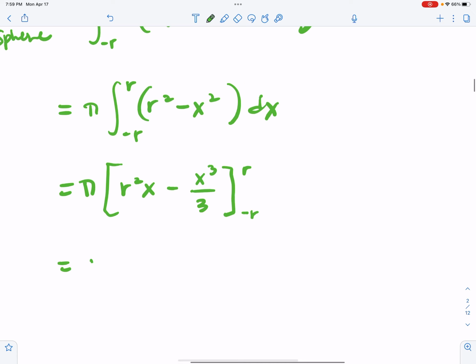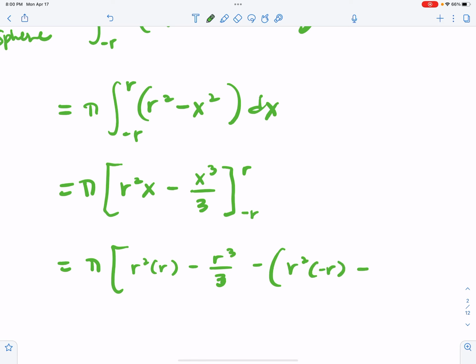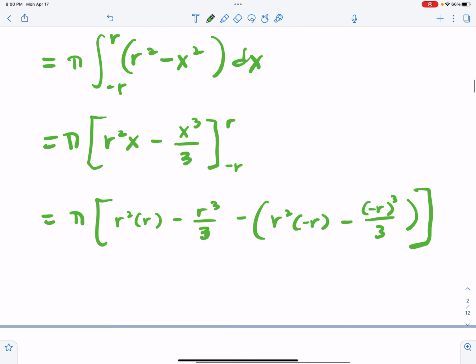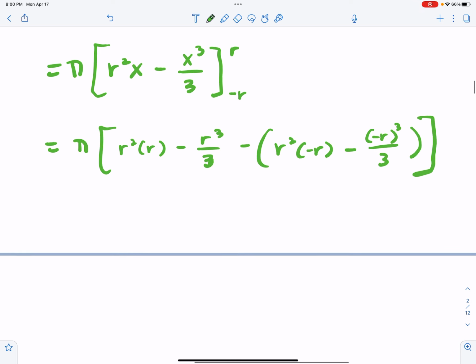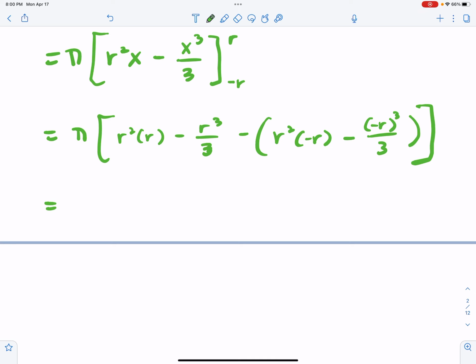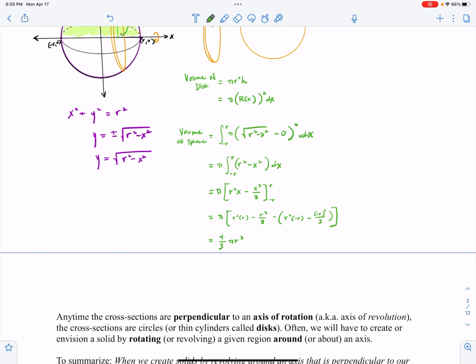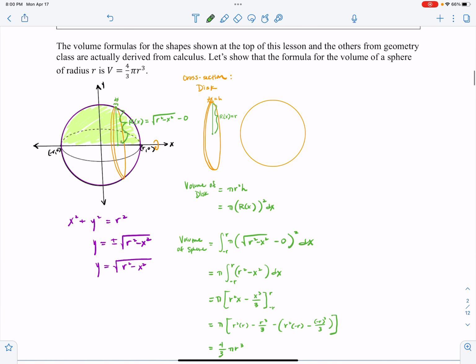And then applying the first fundamental theorem of calculus, that's going to be r squared times r minus r cubed over 3 minus, that's a 3, minus r squared times negative r minus negative r cubed over 3. And then once you've simplified, and you could do the algebra, that ends up simplifying down to something that you should be familiar with, 4/3 pi r cubed, which is the formula for volume of a sphere.